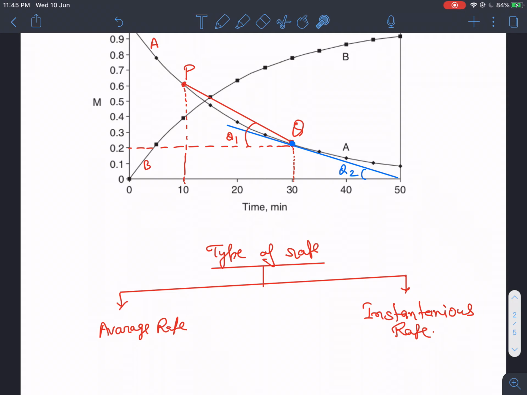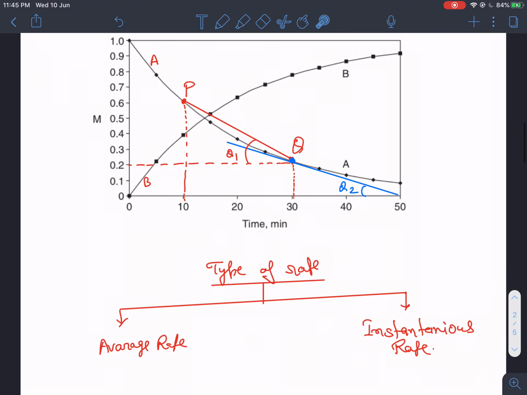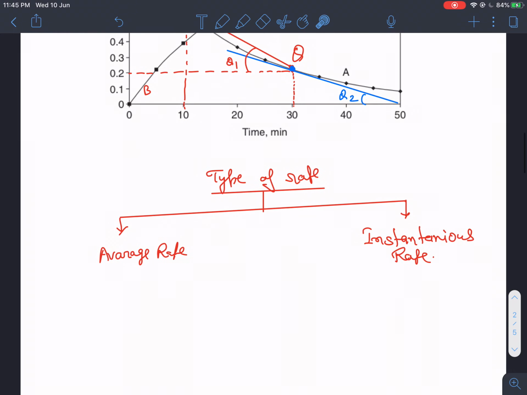Whenever we talk about average, we talk about a considerable time gap. As you can see in the graph, if I am talking about, can you tell me with what average rate A is getting consumed between 10 minute to 30 minute, guys, then what do we have to do? Basically, the average rate of A, if you are going to talk, is the average rate of consumption of A.